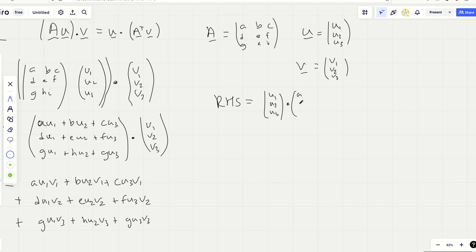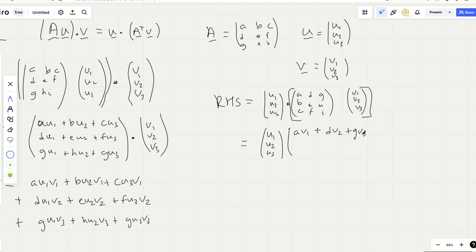Okay, A transpose is just A, B, C, because that's the first row, D, E, F, G, H, I. So I've just swapped rows for columns. Typical transpose. But I'm doing that first, times V1, V2, V3. Okay, so I'll keep the U1, U2, U3 sitting there, and I'll do the multiplication first. And sure enough, I end up with AV1 plus DV2 plus GV3, and then BV1 plus EV2 plus HV3, and then finally CV1 plus FV2 plus IV3, and now I'm going to dot that with that.